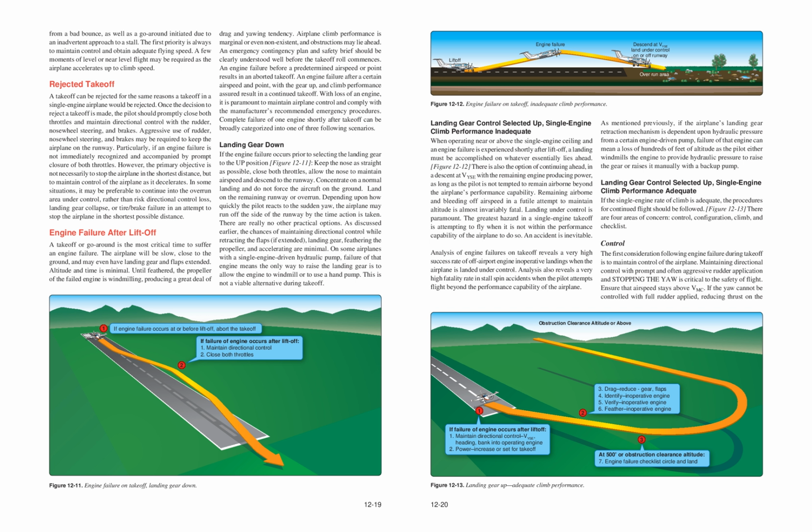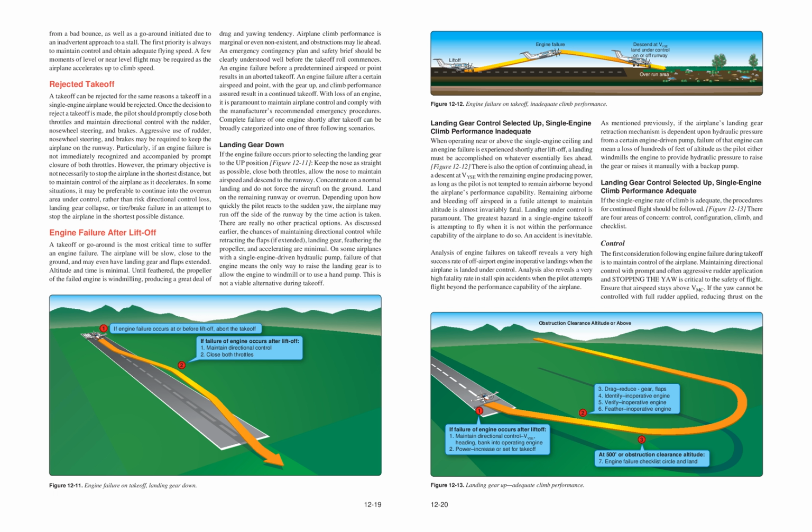If engine failure occurs at or before liftoff, abort the takeoff. If failure of an engine occurs after liftoff: 1. Maintain directional control. 2. Close both throttles. Figure 12.11. Engine failure on takeoff, landing gear down. Engine failure. Liftoff. Descend ahead. Land under control on or off runway, overrun area.